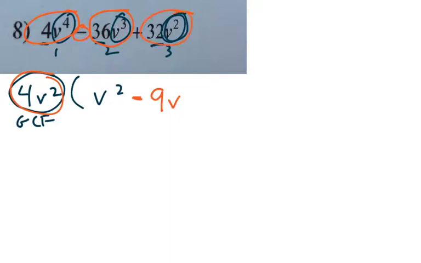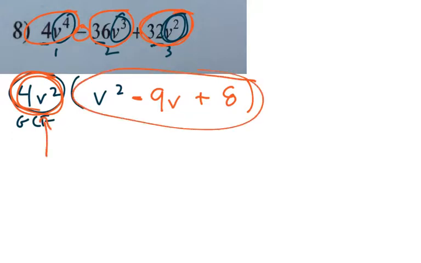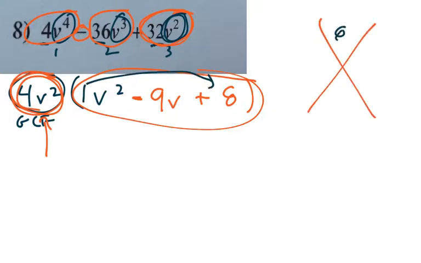Finally, we need to do 32. So how about 8 times 4√2 is 32√2. Now that we have the GCF here done, look how much easier the rest is, guys. Let's do our x. 1 times 8 is a positive 8.